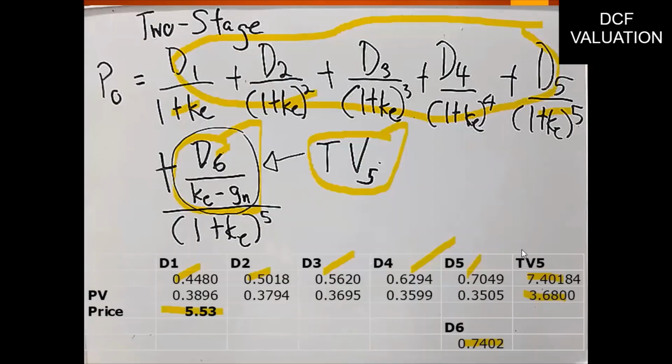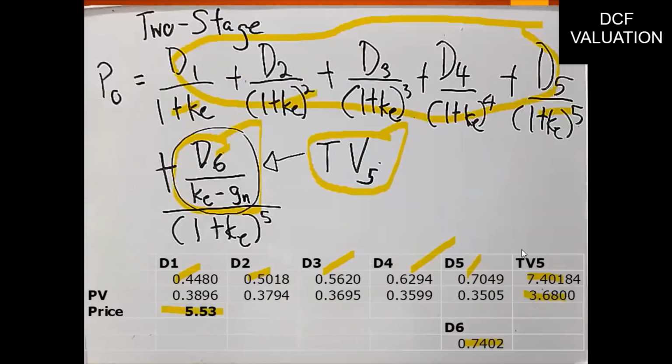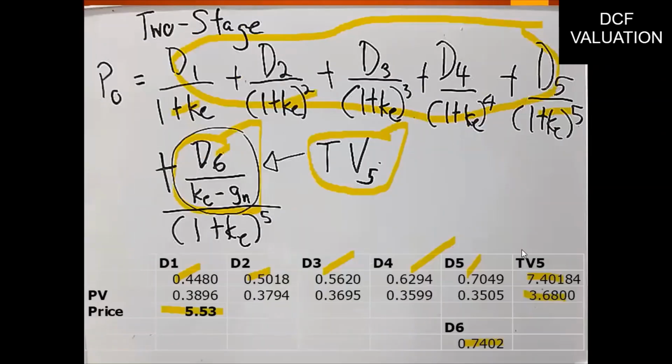Of course, that is higher than 4.2 and definitely much higher than 2.67. Again, the difference between 5.53 and 2.67 is the present value of growth opportunities. The difference is wider because at the start we have 5 years as our supernormal growth phase. Now, this is not exactly applicable to all, but most of the time, this would be the result of our valuation.